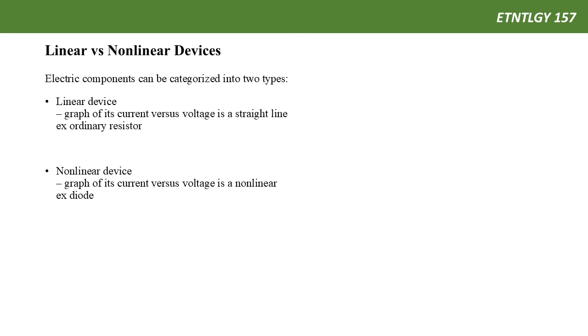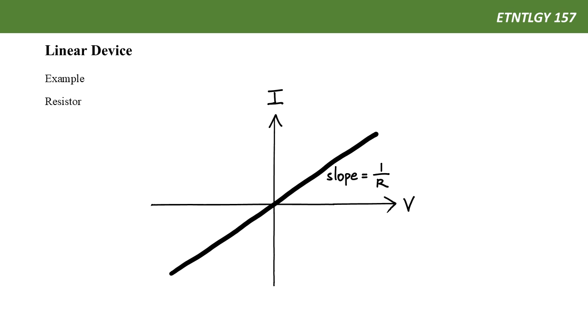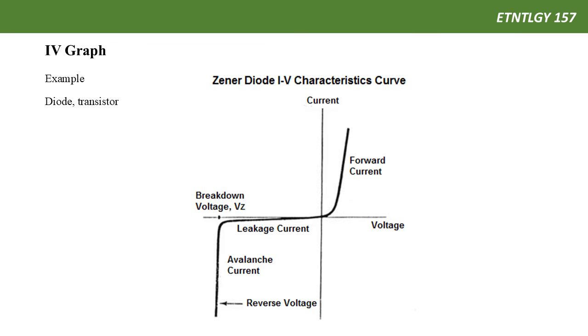The electronics devices can be categorized into linear or non-linear devices. Linear devices can be resistor. If you draw a graph, it shows the current versus voltage is a straight line. And there are non-linear devices, and the diode is one of them. The current versus voltage of a diode is non-linear, is curved. This makes it much harder to learn diode than learning ordinary resistor.